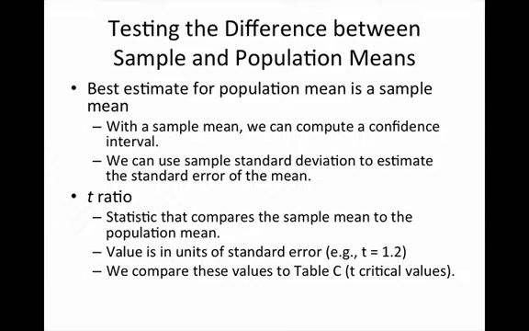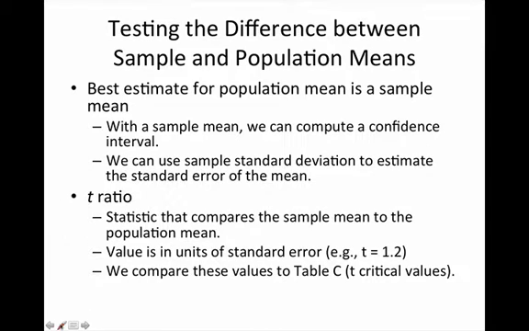So with the sample mean, I can compute a confidence interval, and then I can use the standard deviation to estimate the standard error of the mean. And this is very helpful to us. But when I need to test a hypothesis, I need to compute what's called a t-ratio. A t-ratio is a statistic that compares the mean of the sample to the mean of the population.